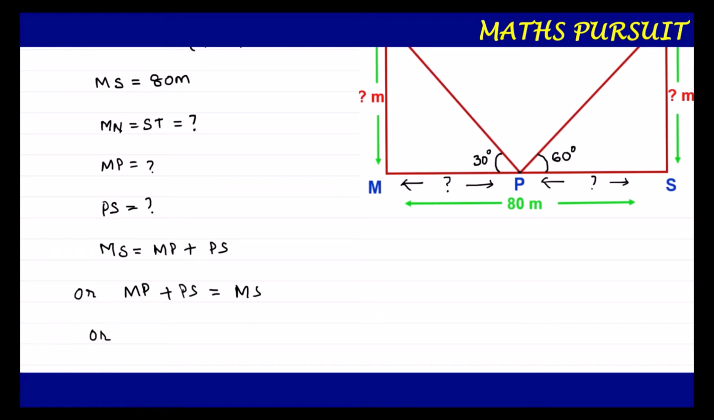I can write MP plus PS is equal to 80, because if you look above here, we got MS is equal to 80. This is being given in the question. So instead of MS, I have written 80 here. MP plus PS is equal to 80. Let us name this one as our equation number 1. So whatever we get, the distance between MP and the distance between PS, that altogether should be 80. This is what we got.